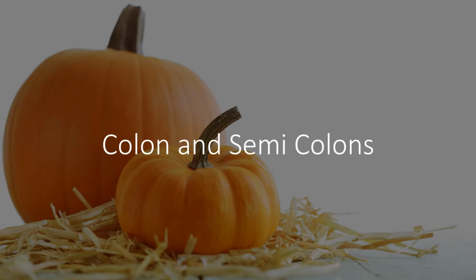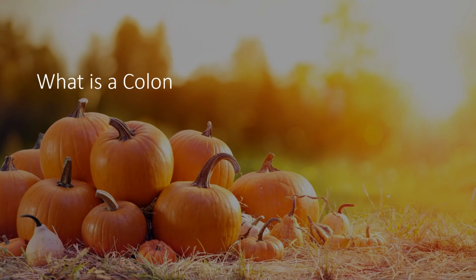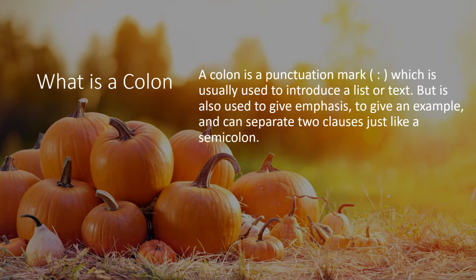Colons and semicolons. What is a colon? A colon is a punctuation mark that looks like 2 periods stacked on each other, which is usually used to introduce a list or a text, but is also used to give emphasis, to give an example, and can separate 2 clauses just like a semicolon.